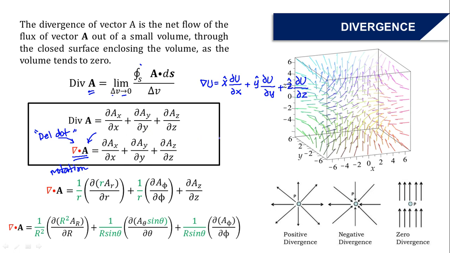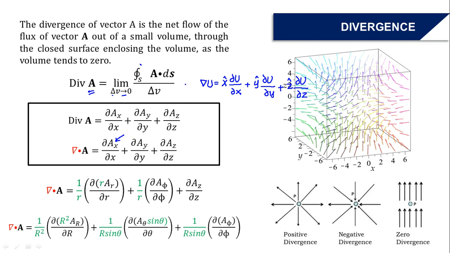So, kung divergence of vector F naman, yan, del dot F. Okay? So, ganyan siya. Try lang natin ito. So, del dot A is equal to the partial derivative ng ating scalar component sa x. So, ibig sabihin, ang kinoconsider natin dito is yung scalar component sa x with respect to x.